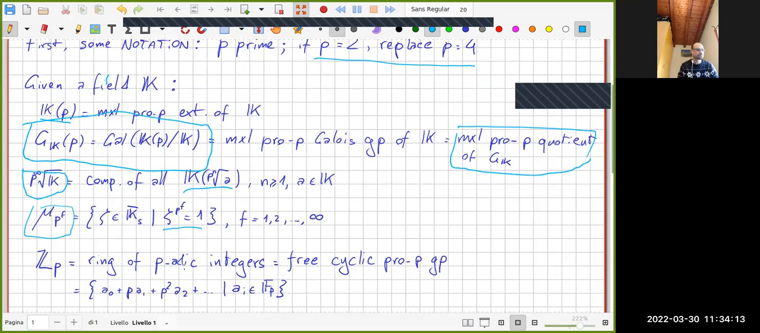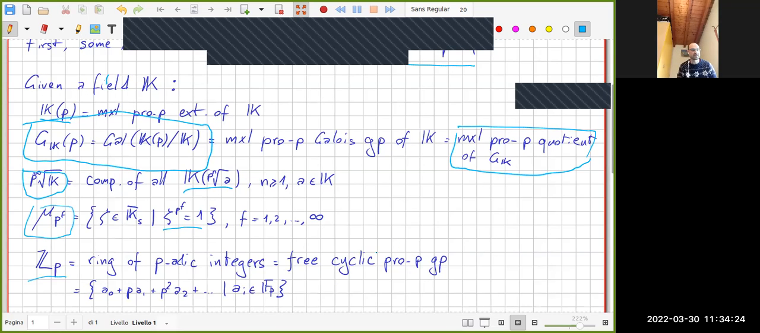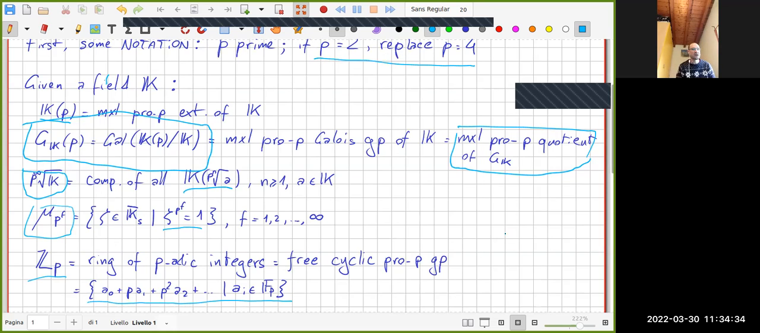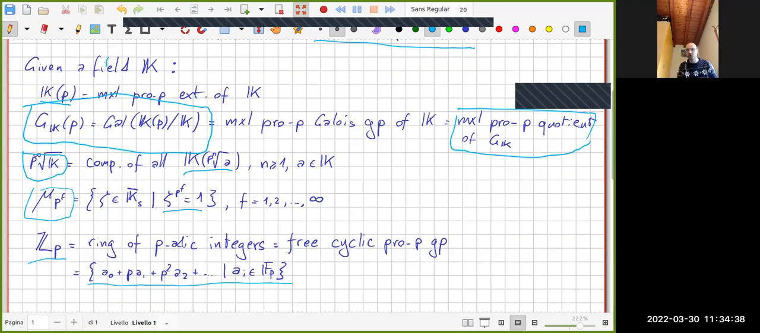Finally, Z_p denotes the ring of p-adic integers, which is also the free cyclic pro-p group, the free cyclic group in the category of pro-p groups, and we can see it as the set of power series with coefficients in the finite field F_p. All the talk will be in the category of pro-p groups, so subgroups are intended to be closed subgroups, and generators are generators in the topological sense. So let's start with the original question by Fedor Bogomolov.